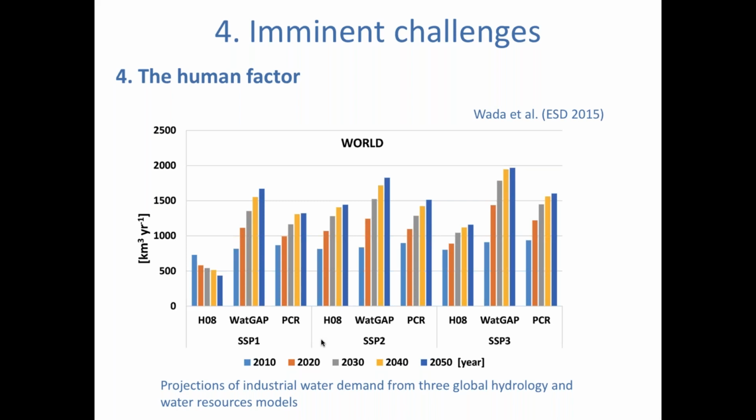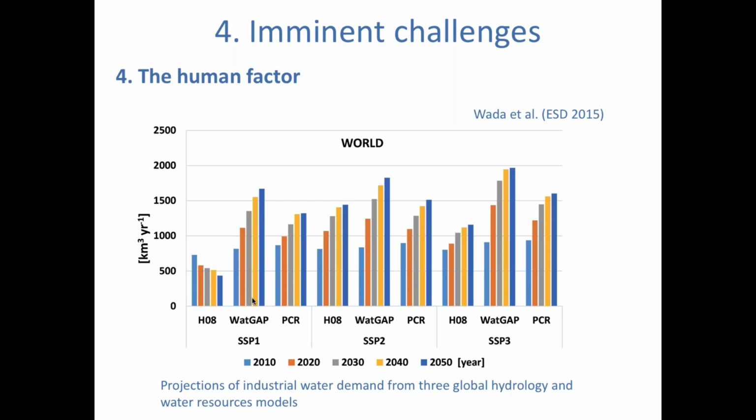Another imminent challenge, finally, is the human factor. I want to close almost with that. It's a little bit of a busy figure, but it shows you, for three different socio-economic changes, work by Wada and co-workers. It shows what the different models give for different times, what the trends are in water use, in this case industrial water use. And you can see the magnitudes are not only different between the models, but also the trends can actually be reversed. So we really don't understand what makes future human water demand tick.